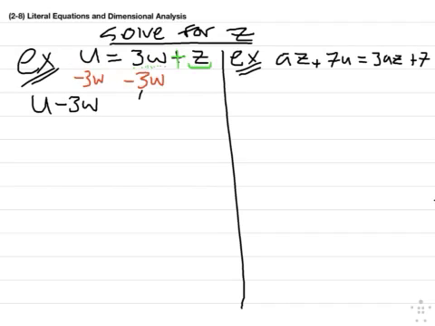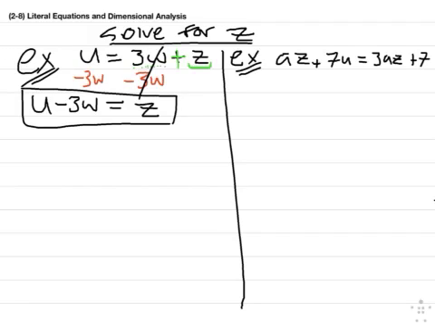And look what happens here. These cancel, right? Of course, we chose that for a reason. Okay, and what's left on this side? Just z. And we're done. That one was pretty quick, right? Okay, how about this other one over here?